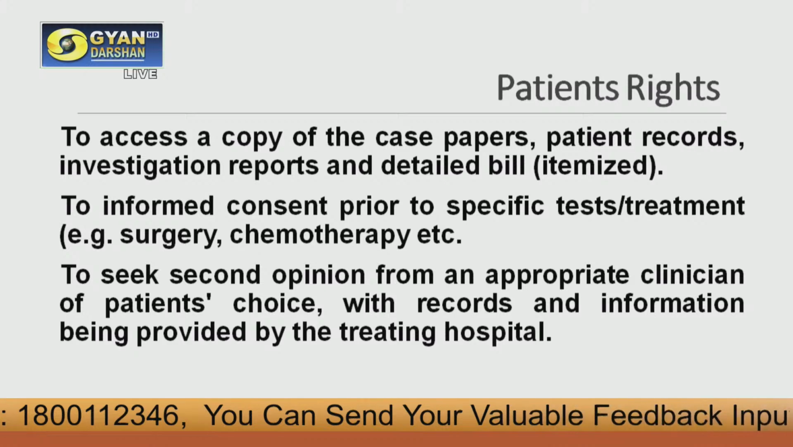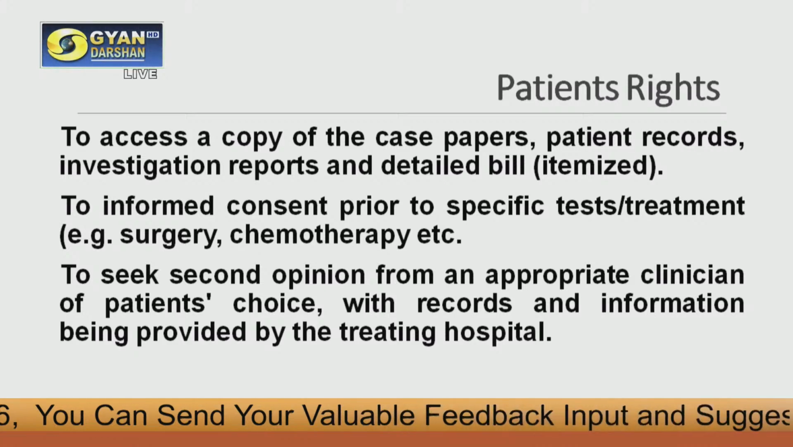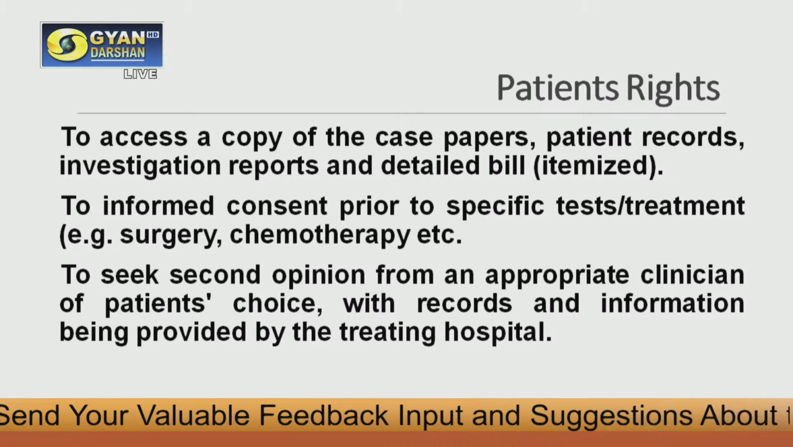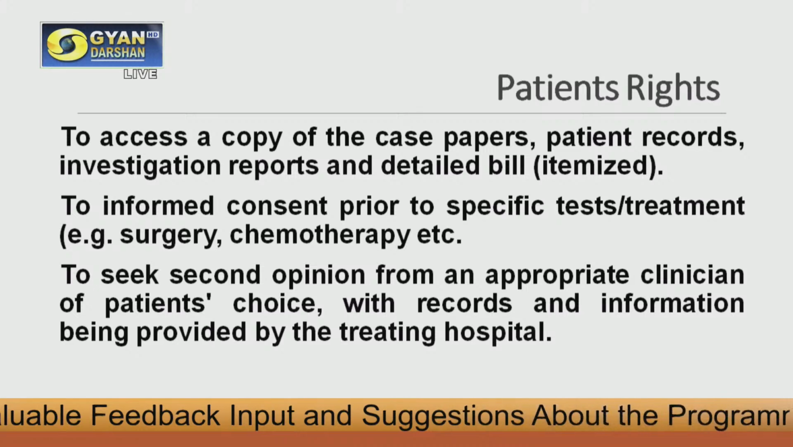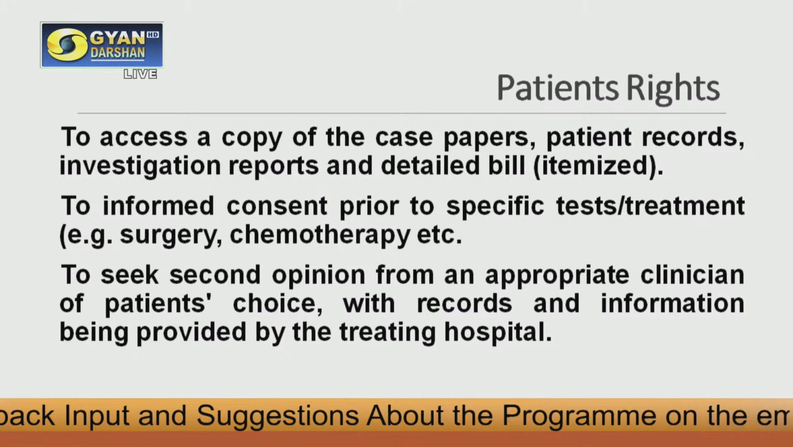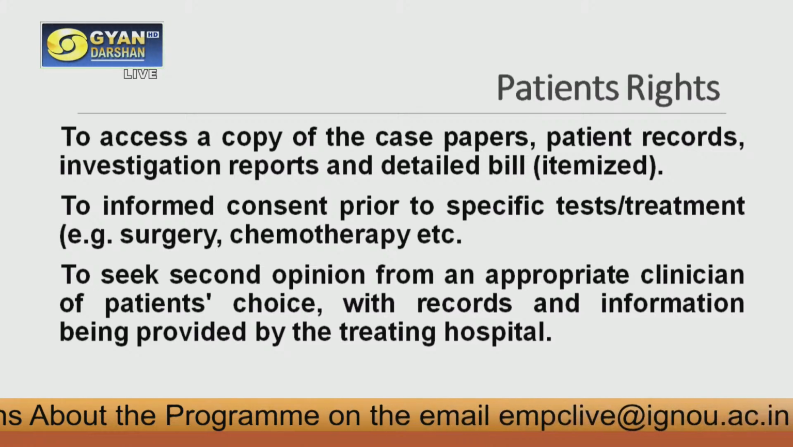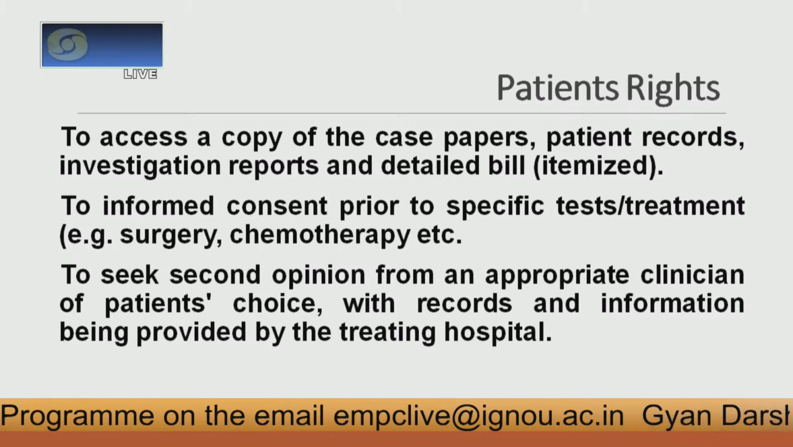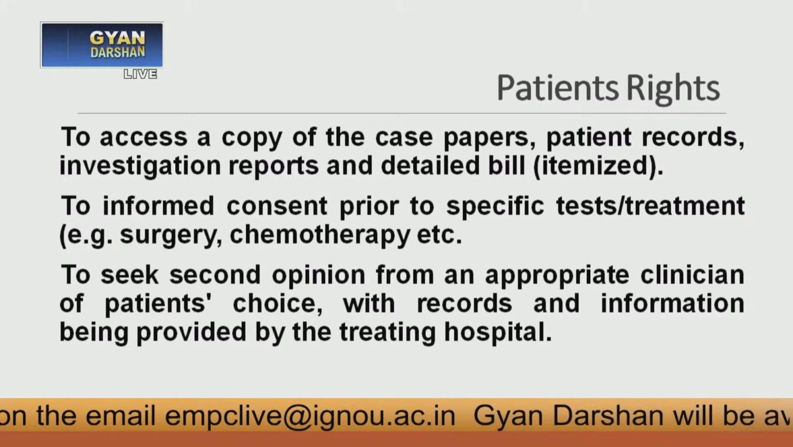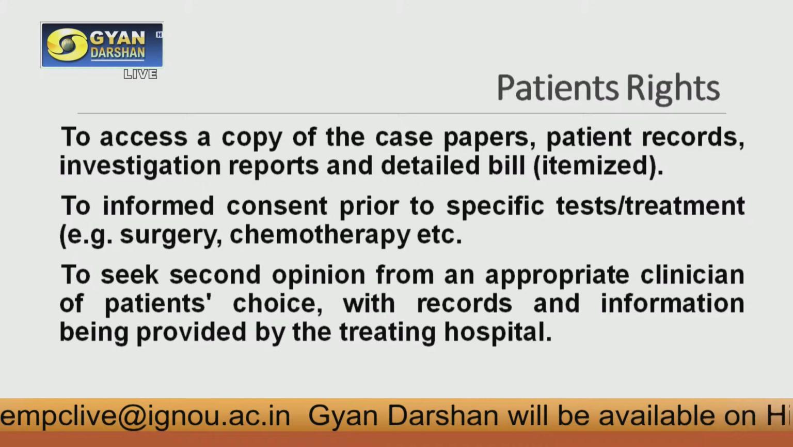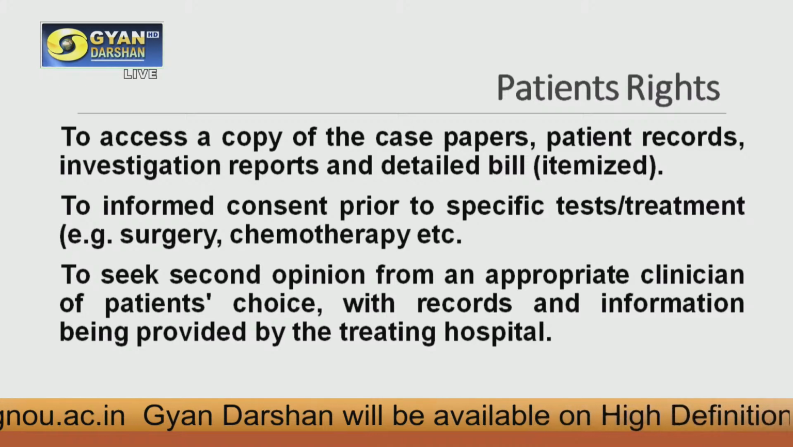Suppose they have to undergo a treatment, what can be the expected higher cost of the treatment, and they should have access to a copy of the case papers, patient records, investigations and the detailed bill item wise. It's not that a consolidated bill is to be given. They should have an item wise detailed bill.